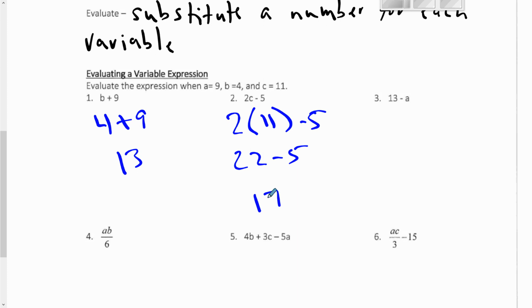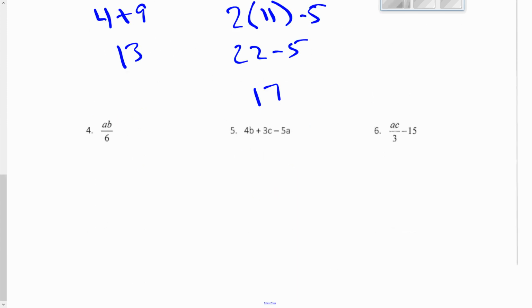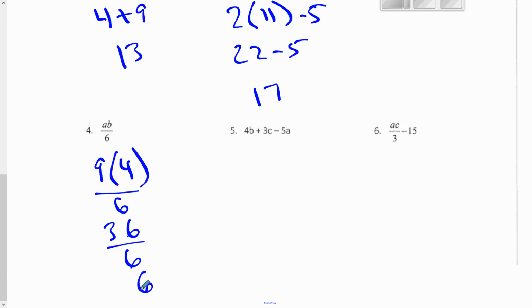Number 3, I'm going to leave for you guys to try. If you have any questions, just ask your team. On number 4, we have A times B over 6. A is 9. B is 4. And then we have that over 6. So we're going to multiply 9 times 4, which is 36. When we have 36 over 6, that means we're dividing. So our final answer will be 6 for that one.